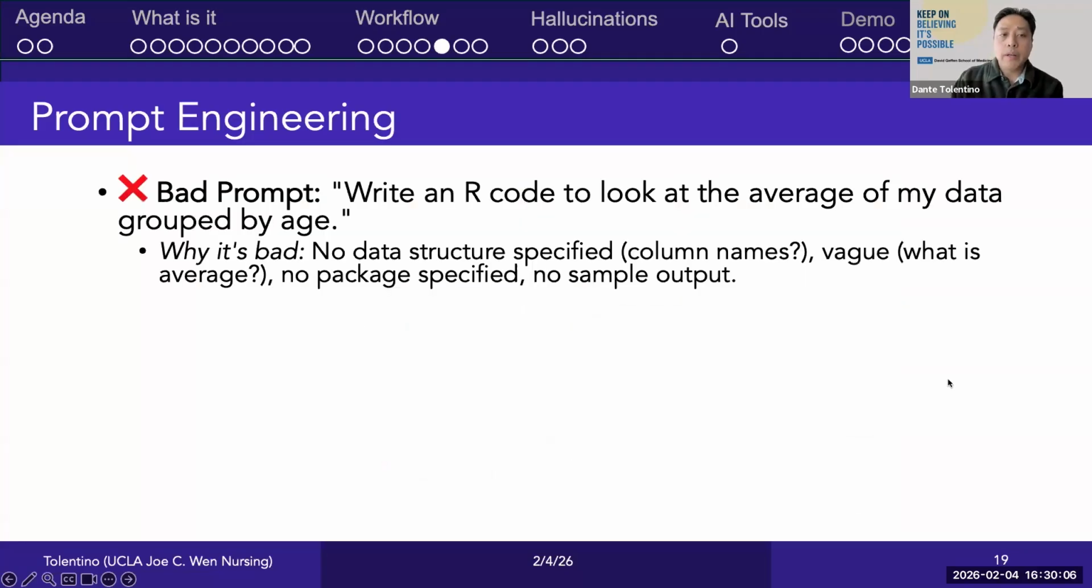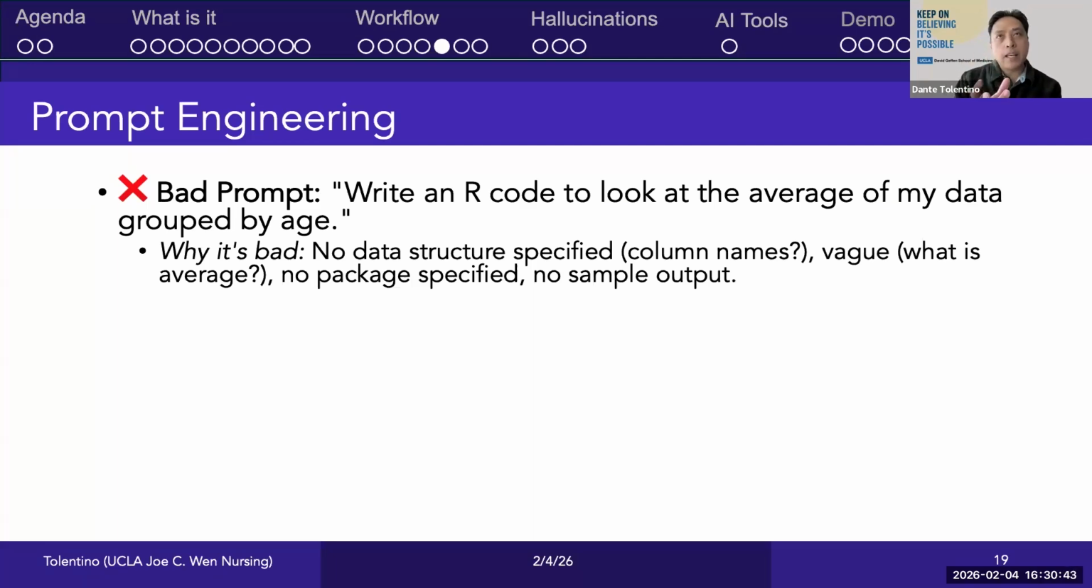So here's an example. Here's a bad prompt if you're doing vibe coding. If you prompt your AI and just say, write an R code to look at the average of my data group by age, it seems like a good one, but really this is bad. It's bad because you're not specifying any of the data structure. What are the column names? Again, you want to be very specific when you're coding. It's very vague. What do we mean by average? There's no package specified in this prompt, and there's no sample output.